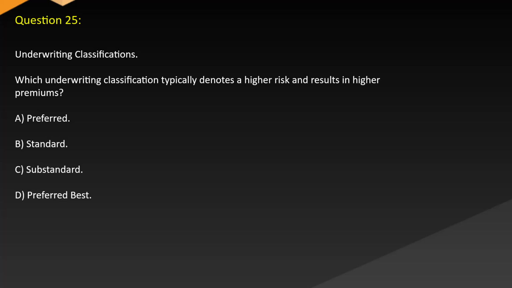Question 25. Underwriting classifications. Which underwriting classification typically denotes a higher risk and results in higher premiums? A. Preferred. B. Standard. C. Substandard. D. Preferred best.